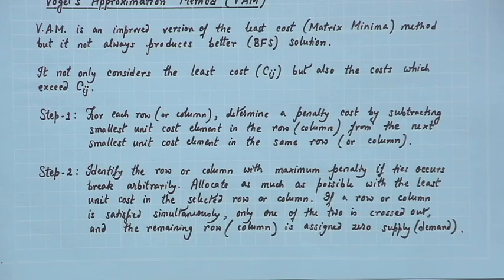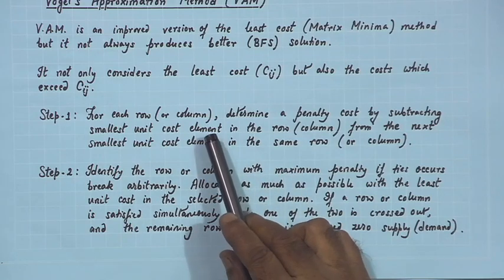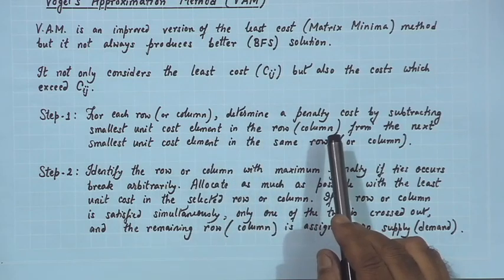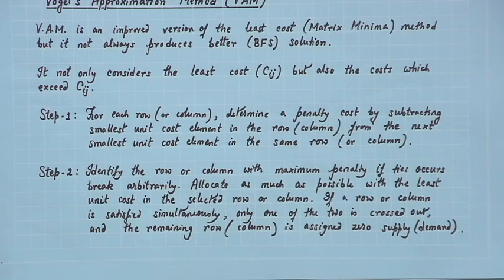So, in this particular case, in step 1, at first for each row and each column you are determining a penalty cost by subtracting the smallest unit cost element in that row or column from the next smallest unit cost in the same row. Then in step 2, we identify the row or column with maximum penalty. If any tie occurs, break it arbitrarily; you can choose any one. Then allocate as much as possible with the least unit cost in the selected row or column.